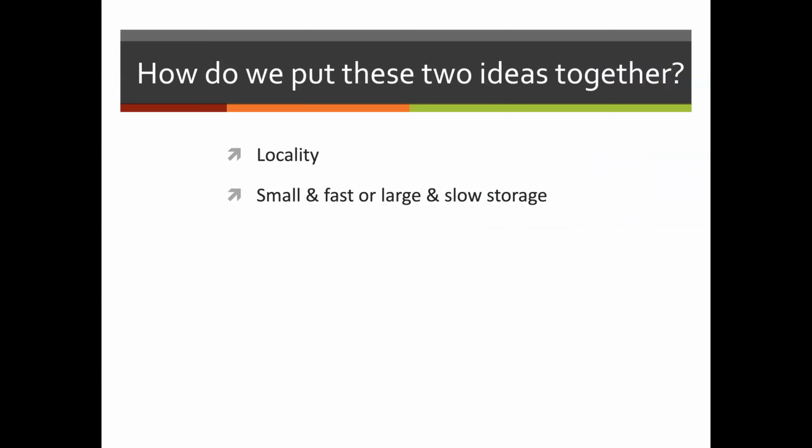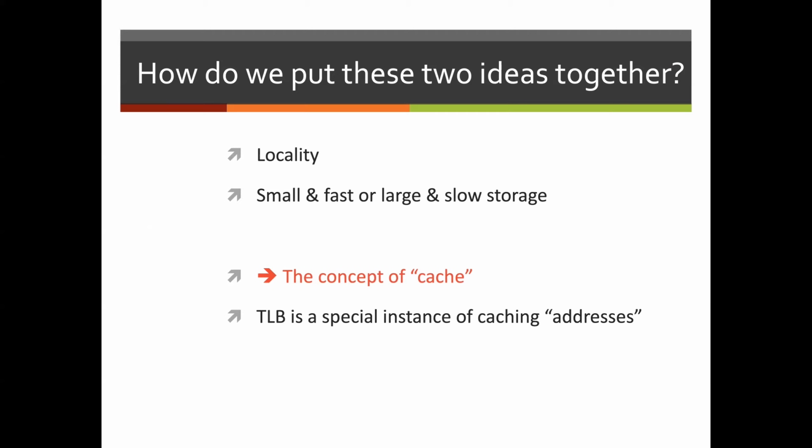So how can we put these two ideas together where we're considering locality? We want it to be small and fast, or it could be large and slow when we're thinking about the need to access data that is going to be used for our applications. Well, this is where the concept of a cache comes into play. And so if we take into consideration, the TLB is a special instance of caching of addresses.